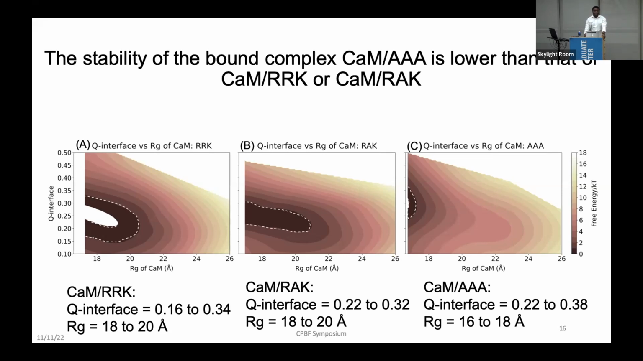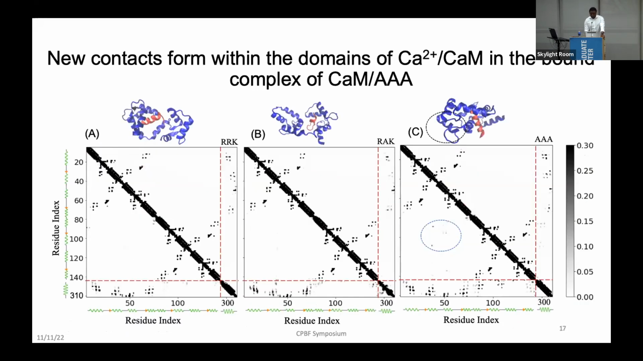We then look at the contact map at this specific area to gain more insight. As you can see, new contacts are formed within the domain of CaM in the presence of the peptide with triple mutation, where those contacts were not seen in the complex of calmodulin with IAK, the one amino acid mutation, or even the complex of CaM and the wild type peptide.